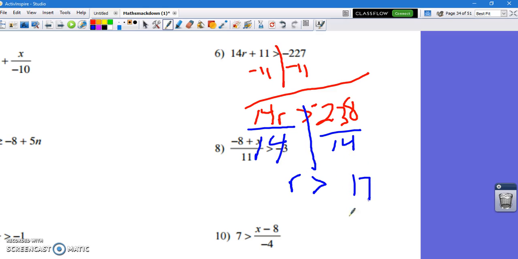Is it going to be positive or negative? Negative. That's right. When we divide a positive and a negative, the answer is always going to be negative.